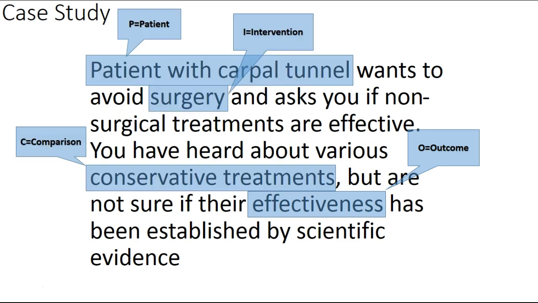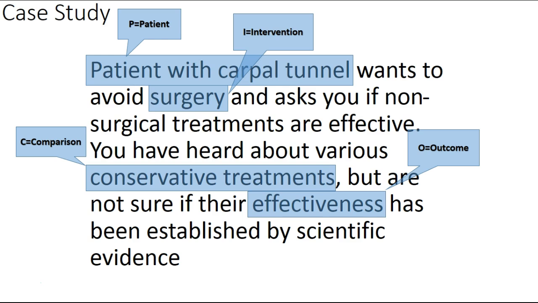So if we look at the overall case study, our P is the patient with carpal tunnel syndrome, our I is the intervention, which would be the surgery, our C is the comparison, so we're comparing it to conservative treatments, and then our O would be our outcome, so a reduction in pain and improvement in function.